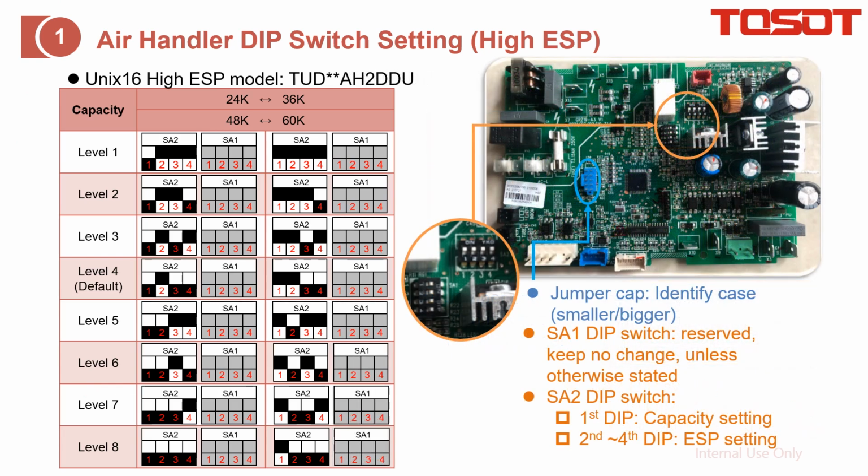Also similar to the new release D series high ESP model, and this is the PCB. The jumper cap locates here. Also the same to identify smaller case or bigger case. As for the DIP switch, it locates here. SA1 is also reserved, and please keep no change unless otherwise stated. As for the SA2, the same. The first step is to identify the capacity. The second to the fourth step is to change the ESP setting.